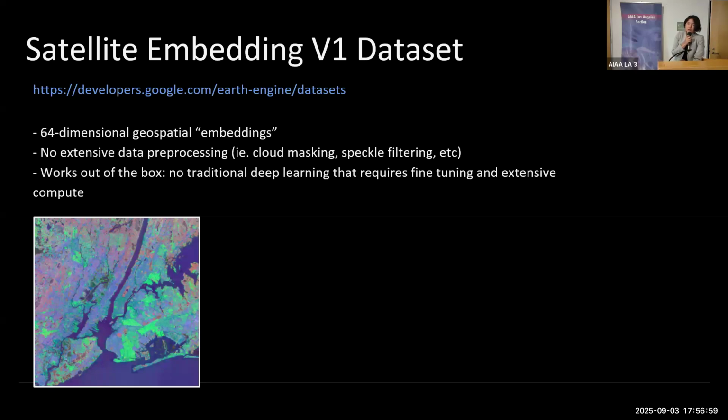It removes a lot of overhead in the research process because it doesn't require extensive data pre-processing, which involves things like cloud masking. If you have an image with a lot of cloud coverage over it, researchers in the past had to provide specialized algorithms to get rid of those clouds. But with these embeddings, all of that is taken care of for you. Things such as cloud masking, speckle filtering, and other things that can obscure an image and limit the accuracy of your data are completely eliminated.